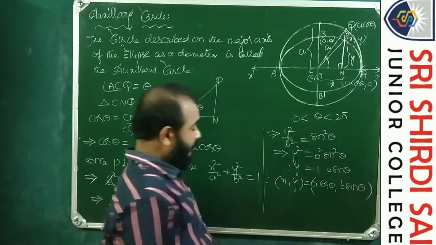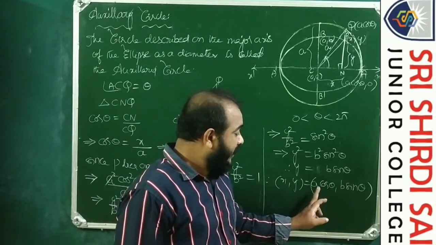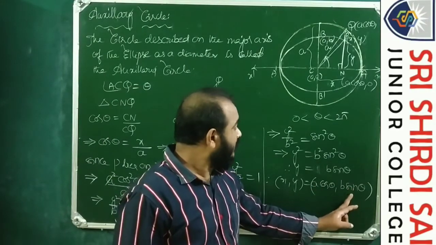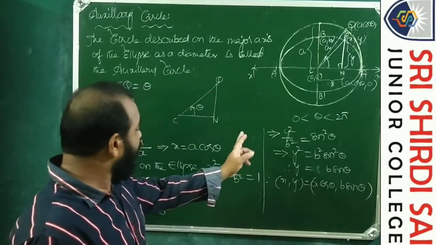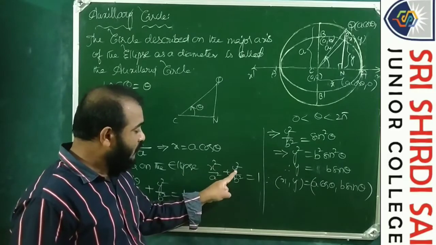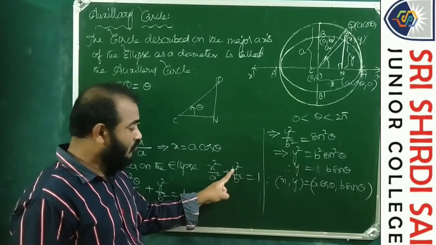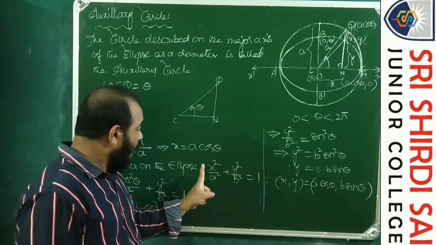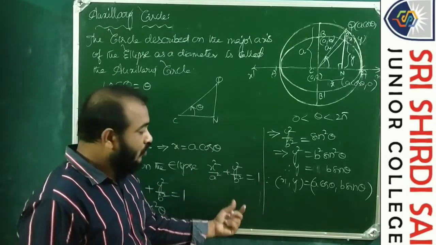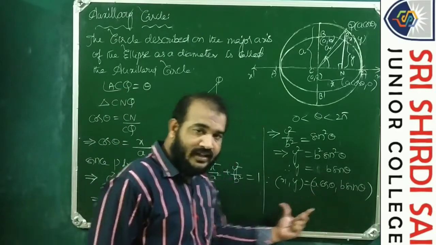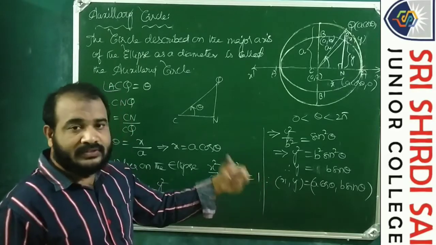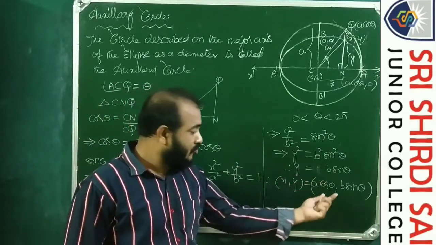So the point A cos theta comma B sin theta, if you substitute in the equation of the ellipse, that is A square cos square theta by A square plus B square sin square theta by B square, then B square cancels, A square cancels. Cos square theta plus sin square theta equals 1. This equation is satisfied. So the equation of the ellipse gets satisfied by substituting this point.